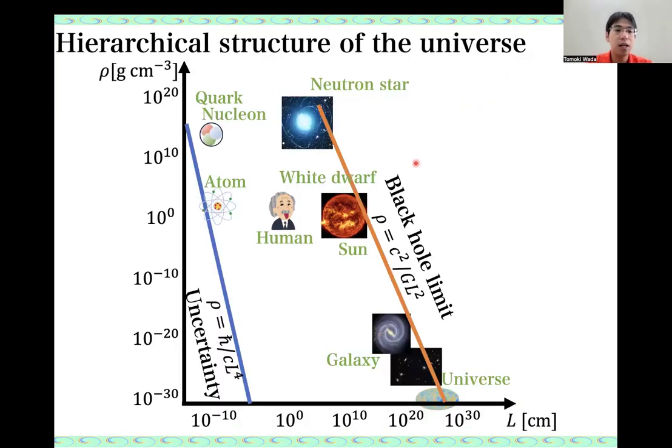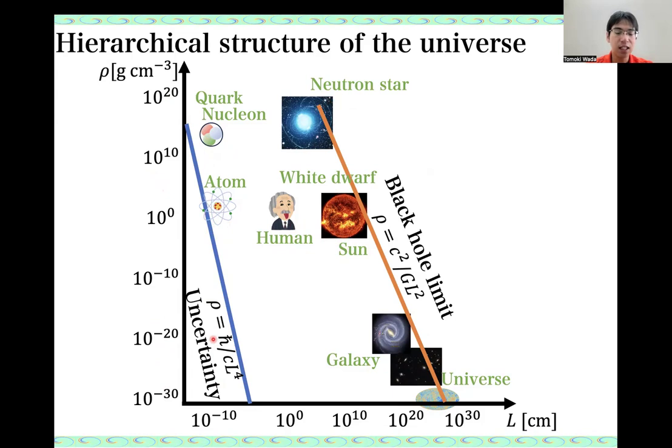Let's start. Here, I show many objects in our universe. This horizontal axis shows the size of objects, and this vertical axis shows the density of the objects. You can see human here and many kinds of stars like neutron star or suns. And there are bigger objects like galaxy or observable universe. And in small region, we can find atom or quark nucleons.